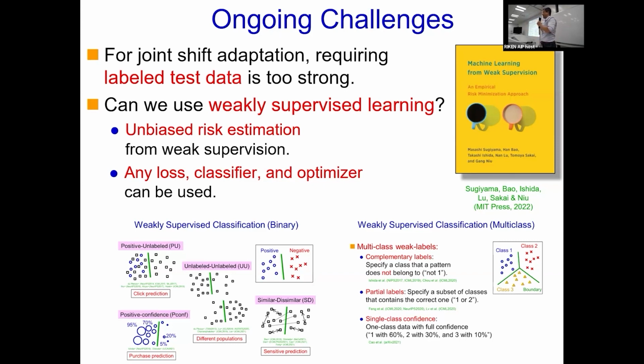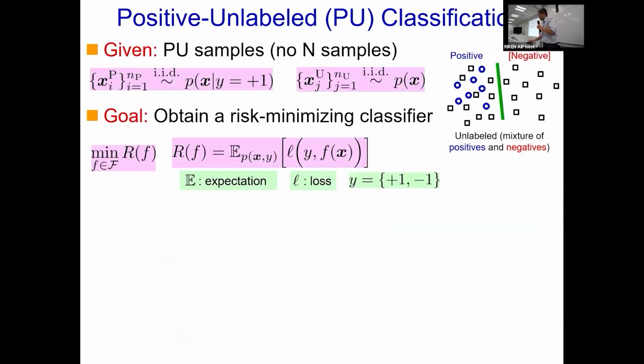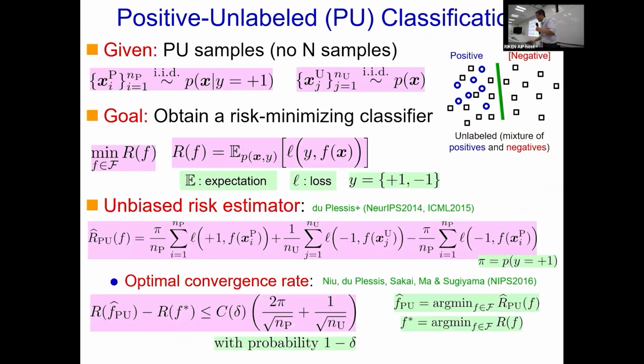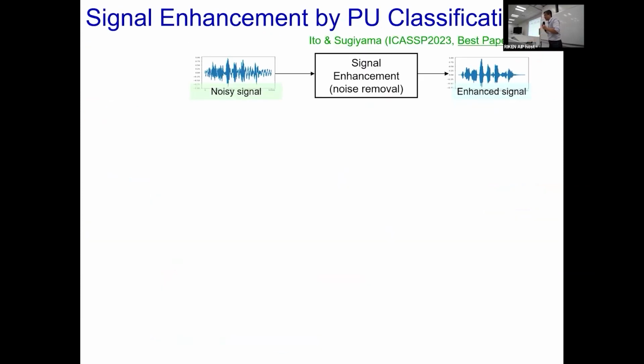Once we find that machine learning is somewhat useful in this project, then we try to collect more knowledge about the domain, or we spend more money to collect labeled data or something like that. So that should be the first method we use in practice. And also, good news is that this PU classification was found to be quite useful in a signal enhancement application. This was actually selected for the best paper award at ICASSP last year.